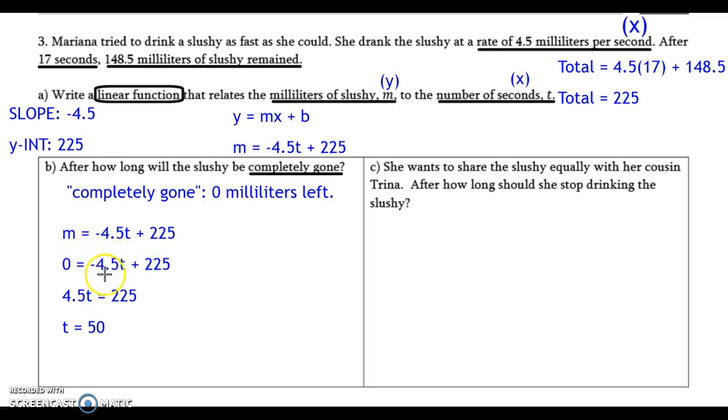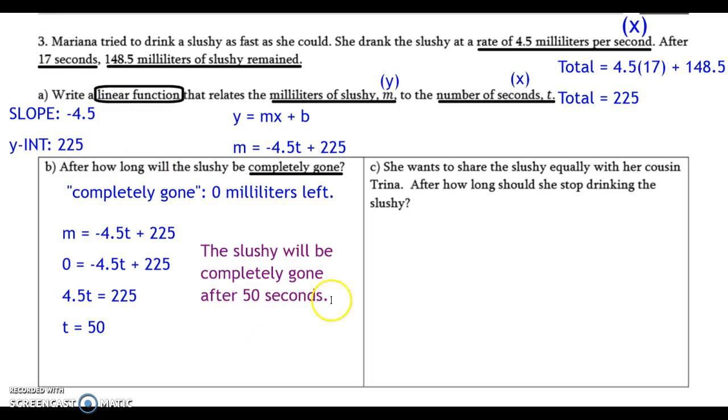So I took this negative 4.5t, brought it to the left-hand side, made it a positive 4.5t, and then I divided both sides by 4.5. That means I isolated the t, and the 225 divided by 4.5 gave us 50. So now our solution is here, but we need a sentence to summarize. So there's our answer. The slushy will be completely gone after 50 seconds.